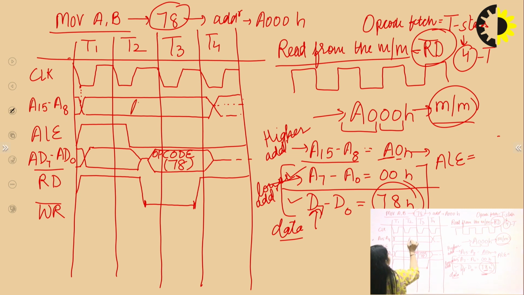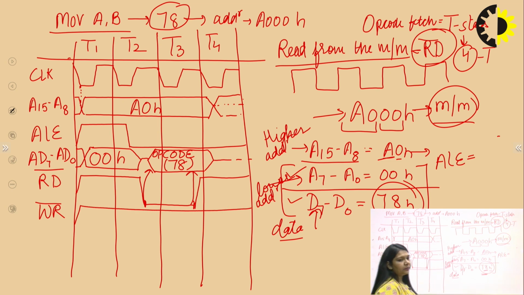Opcode here is 78. Here it was A0H, here it is 00H. So A15 to A8 is A0, A7 to A0 is 00, and D7 to D0 is the opcode. From here it is reading from this to this part. Next is write. Do I need some write signal? No, I will not have any write signal. For that, the write signal will be active high all the time.